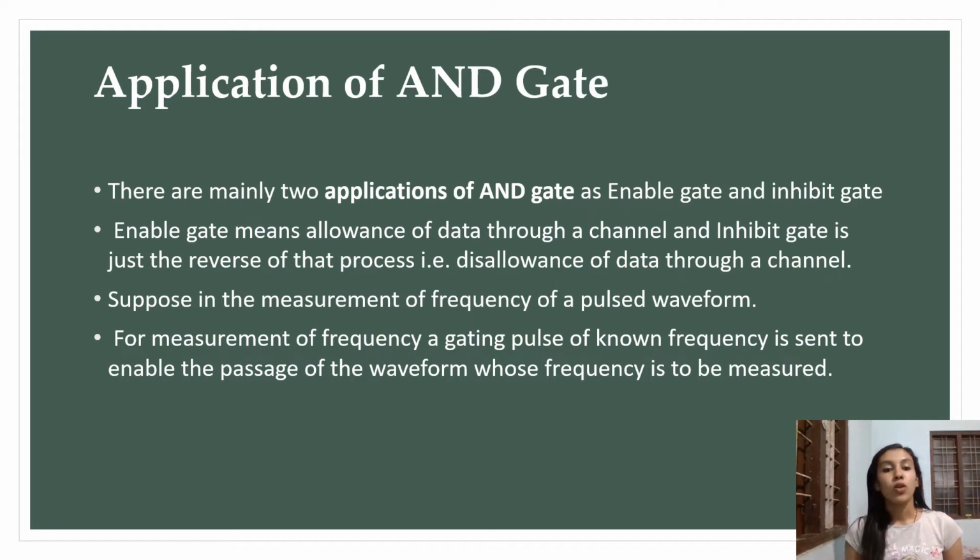I'm going to show an enable operation to understand it in an easier way. Suppose in the measurement of the frequency of a pulse waveform, a gating pulse of known frequency is sent to enable the passage of the waveform whose frequency is to be measured. The diagram below shows us the arrangement.